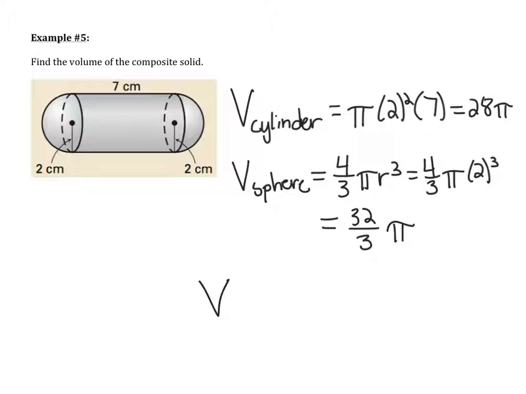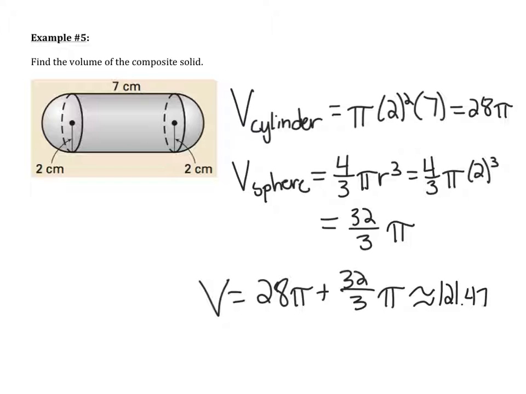So now I'm just going to take these two answers and add them together. So the volume altogether would be 28 pi plus 32/3 pi. And I'm just going to do a decimal approximation in my calculator to get about 121.47, and it would be centimeters cubed. So there is my final answer. That's it for this section. Make sure you jot down anything you didn't understand that we can cover before we move on in class, and we'll see you then.